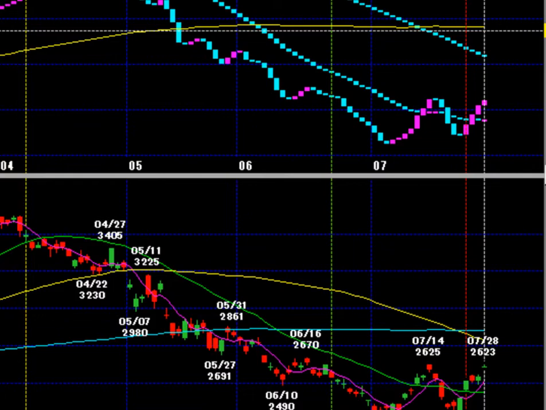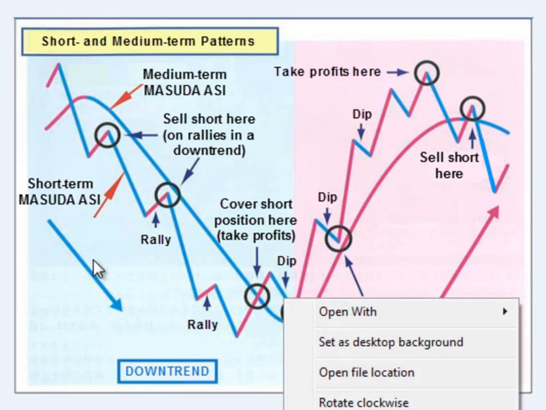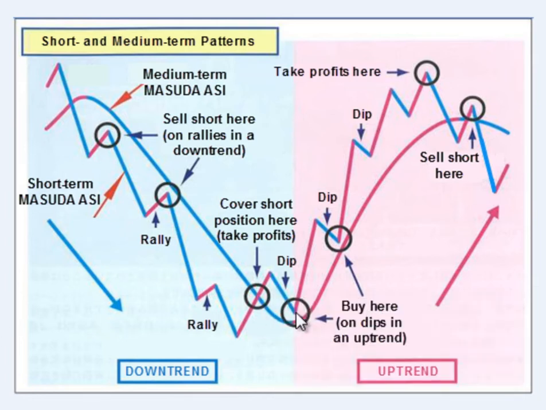Now, a key point when we're talking about the short-term and medium-term Masuda Ashi real body lines is to, first of all, focus on the medium-term Masuda Ashi line here. The color of the medium-term Masuda Ashi real body line is indicative of the overall trend. So when the medium-term line is blue, in general, you have a downtrend situation, and when the medium-term Masuda Ashi line is pink, you are in an uptrend.